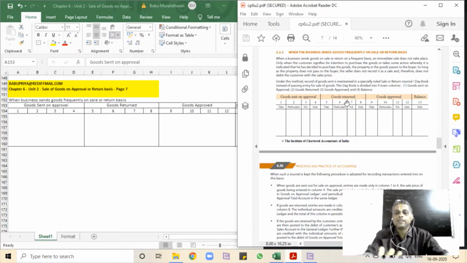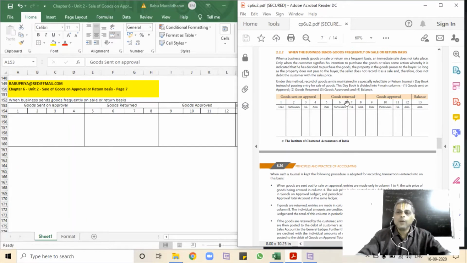There is no change in the way accounting has to happen, but the way books are maintained has some differences. When the business sends goods frequently, let's assume daily, daily they're sending 10 cartons, and then daily the customer is sending back one or two cartons on return, not approving. If it is maintained in ledger form, it's very difficult because too many transactions will come into the ledger, which will affect the ledger balances. Maintenance of the ledger will become a bigger challenge.